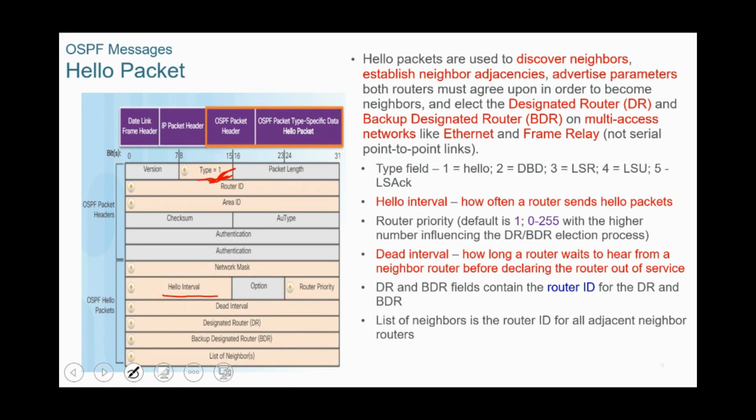Okay, next about the dead interval. Now this dead interval is to determine how long a router waits to hear from the neighbor router before declaring the router out of service. Okay, so you have a DR, the designated router, and the backup designated router, BDR, which contains the router ID for the DR and BDR, and you will have the last list here, which is the list of the neighbors, the router ID for all adjacent neighbor routers. So all this is the information inside your hello packets.